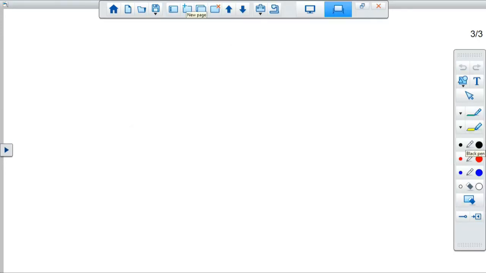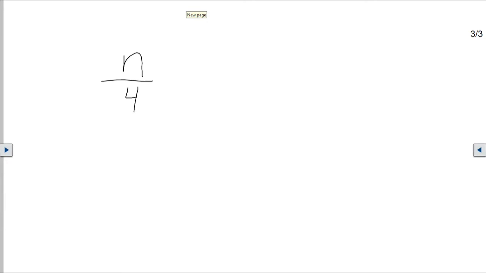All right, let's look at one more example here. Let's do one with division in it. So let's say we had n over 4 minus 2 equals 0.